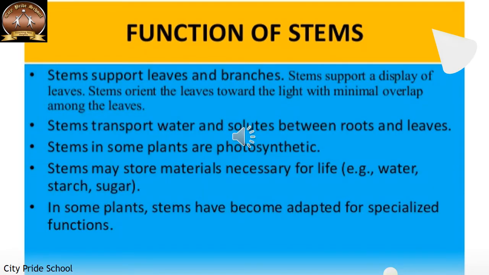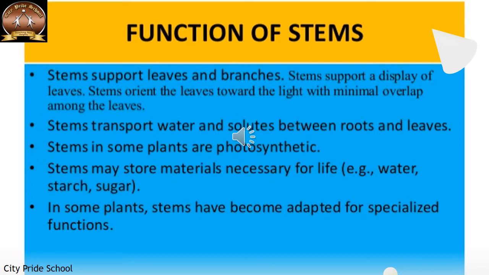Now let us see what the functions of stems are. Stems support the leaves and branches, as we just discussed. They support and display the leaves. They orient the leaves so that all the leaves get the proper amount of sunlight. They also help in transporting water and solutes from roots to leaves. We saw in the previous topic that roots absorb the water and minerals from the soil. But for the water and minerals to reach the leaves, the stem forms a medium and helps in transporting them from the roots to the leaves.